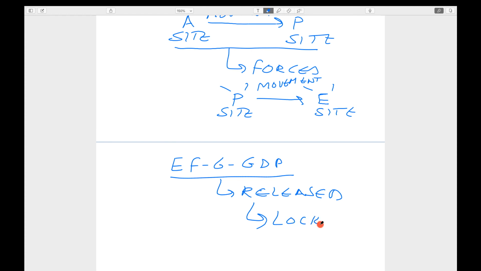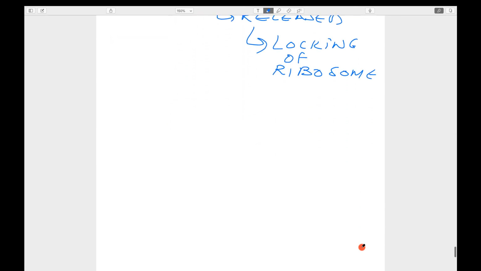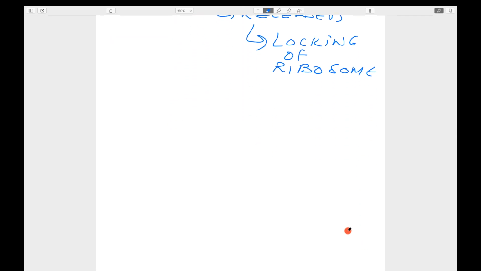Locking of the ribosome is taking place. The purpose is served, sent out, shifted. Movement has taken place. Now, unlocking is not required. So locking has taken place. See how interesting the mechanism is here. It is taking place. So this you can see here.